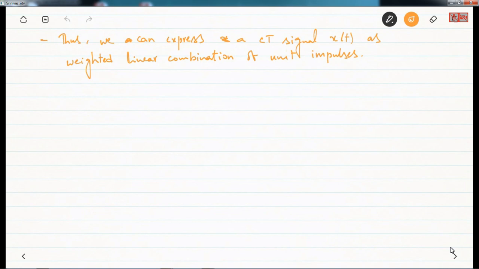x of tau. Okay, just as a final step, let's examine this equation. x of t we are expressing as the integral from minus infinity to plus infinity of x of tau delta of t minus tau d tau, right?